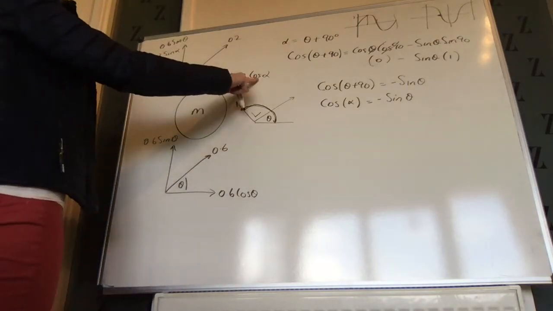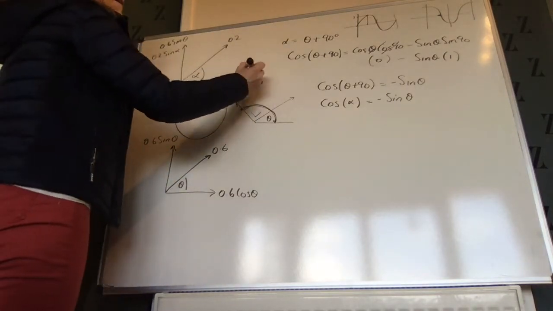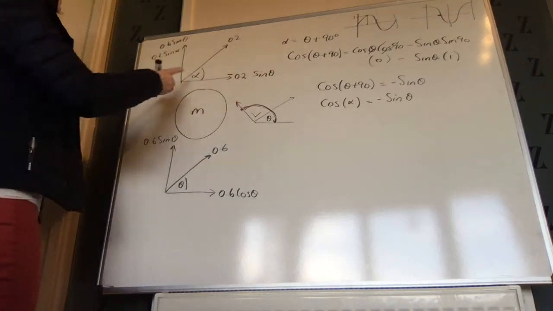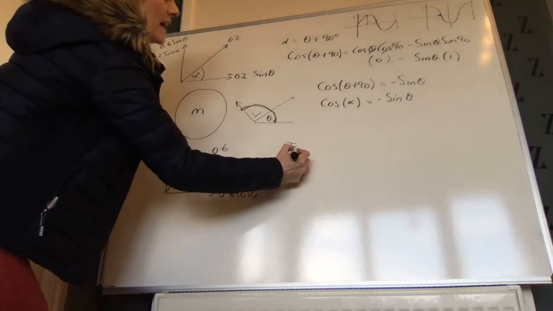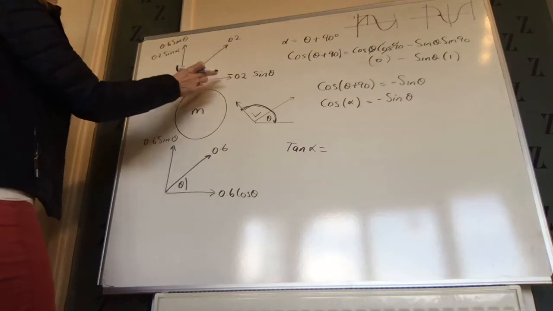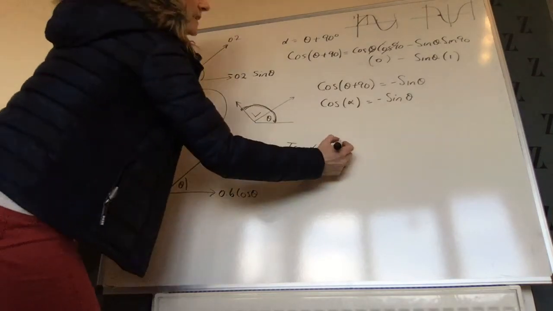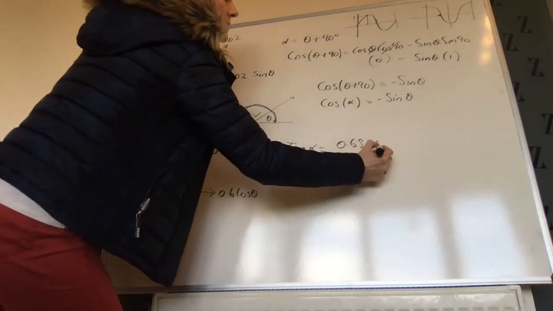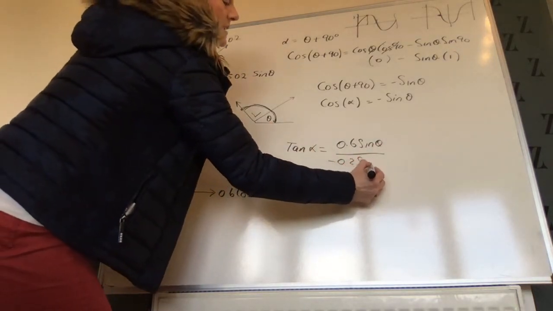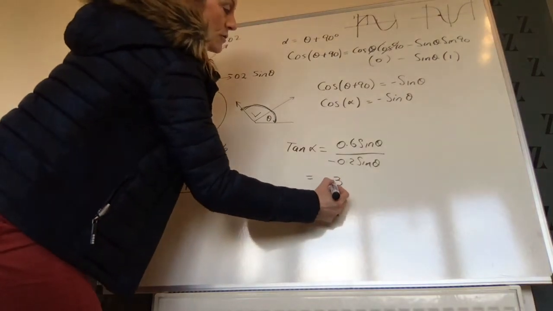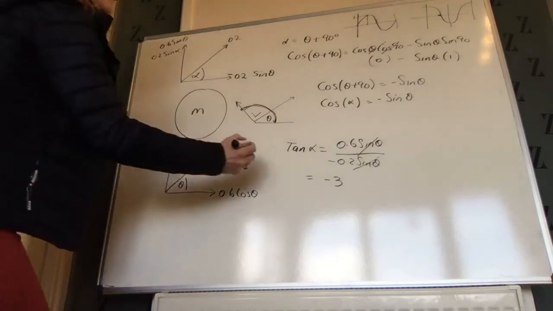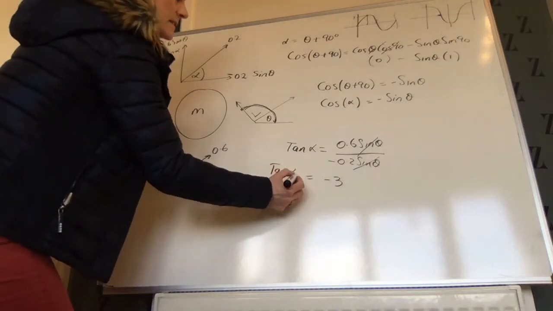That means in here, instead of this cosine alpha, we can put in minus the sine of theta. I'm going to put the minus sign in the front. That leaves us with tan alpha is equal to the opposite divided by the adjacent, which is 0.6 sine theta divided by minus 0.2 sine theta, which is minus 3, because those two divide and 0.2 goes in 3 times. So the tan of alpha is minus 3.